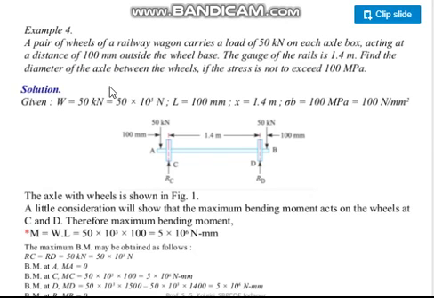Okay, now let us see another problem. This is only subjected to bending moment, no torque. A pair of wheels of a railway wagon, the axle you have seen, carries a load of 50 kilonewtons at each axle box, acting at a distance of 100 mm outside the wheelbase. You see, this is one wheel of the train, there is another wheel, and between them 1.4 meters is there.